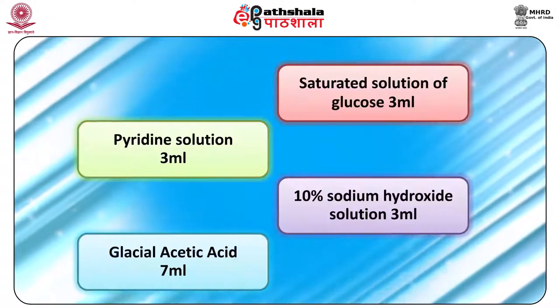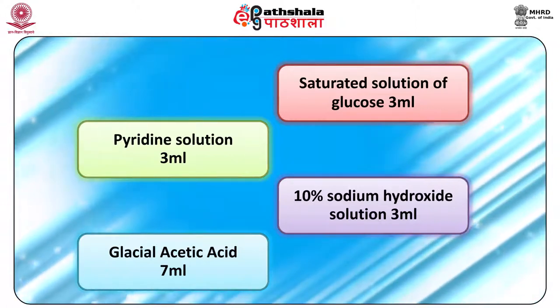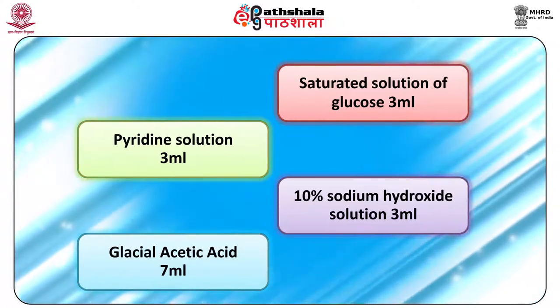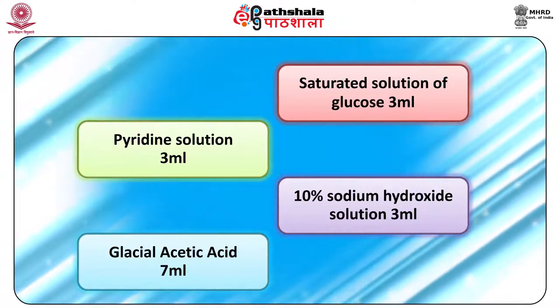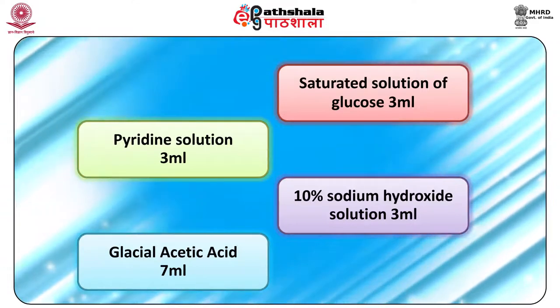First is the Takayama test. It is also known as the hemochromogen test. Takayama reagent: saturated solution of glucose, that is 3 ml, pyridine solution, that is 3 ml, 10% NaOH, that is sodium hydroxide solution, 3 ml, glacial acetic acid, 7 ml. Reagent preparation: take 3 ml of saturated solution of glucose, 3 ml of pyridine solution and 3 ml of NaOH solution along with 7 ml of glacial acetic acid.